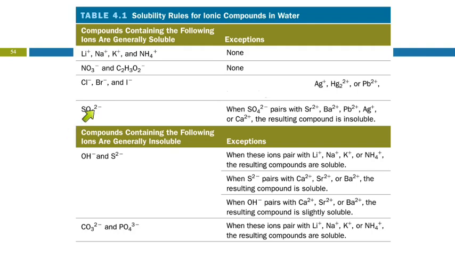If you still haven't come to what you have, here's sulfate. Sulfates are soluble except with these things. So again, let's open this up a little bit here. So we can just see the exceptions. Strontium, barium, lead 2, silver, or calcium. Strontium, barium, and calcium are all in group 2, right? And then there's silver and lead.